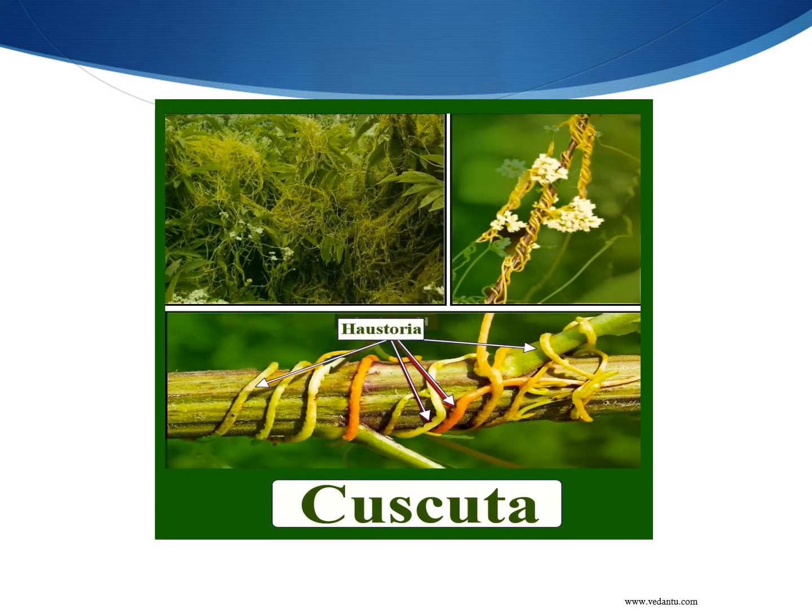In this slide, we see the haustoria roots. These haustoria roots penetrate inside the xylem and phloem tissue of the host plant to derive nourishment.